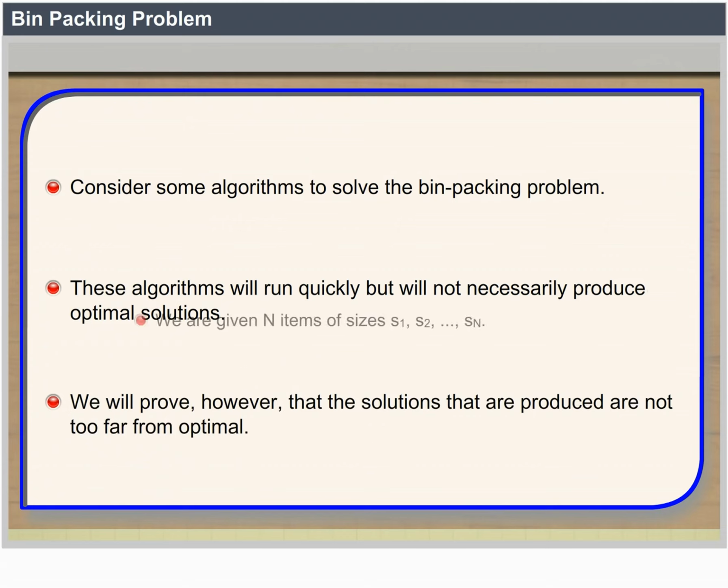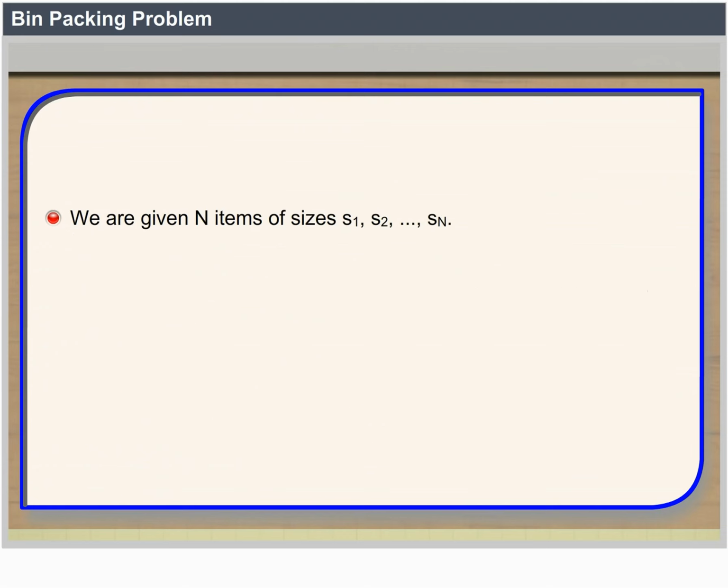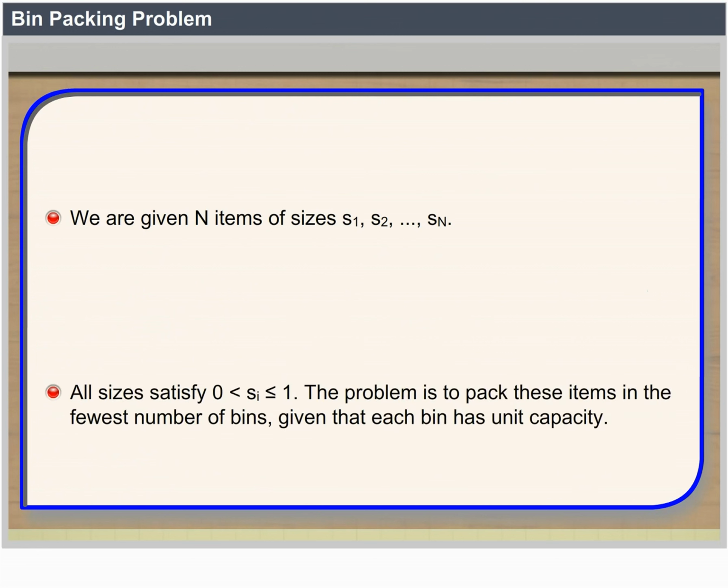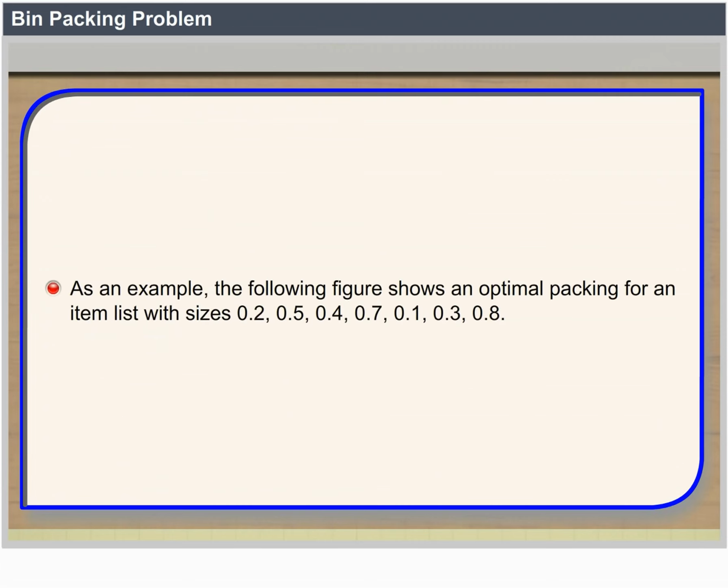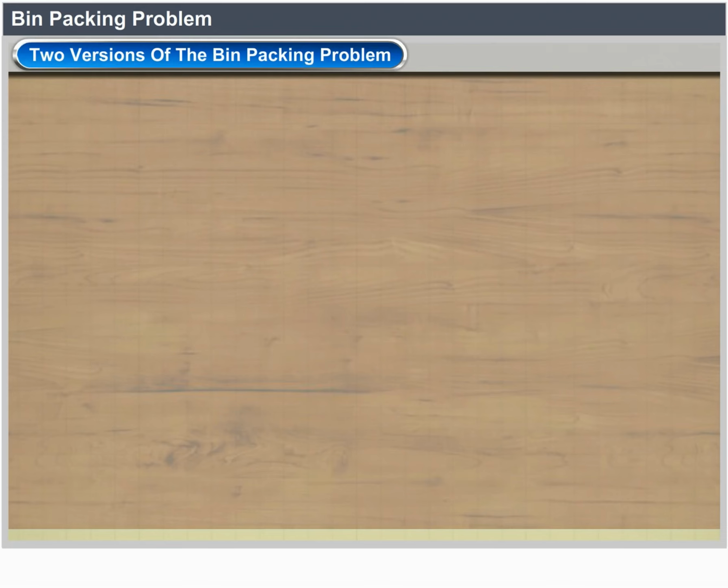We are given n items of sizes S1 up to Sn. All sizes satisfy 0 less than Si less than or equal to 1. The problem is to pack these items in the fewest number of bins, given that each bin has unit capacity. As an example, the following figure shows an optimal packing for an item list with sizes 0.2, 0.5, 0.4, 0.7, 0.1, 0.3 and 0.8.